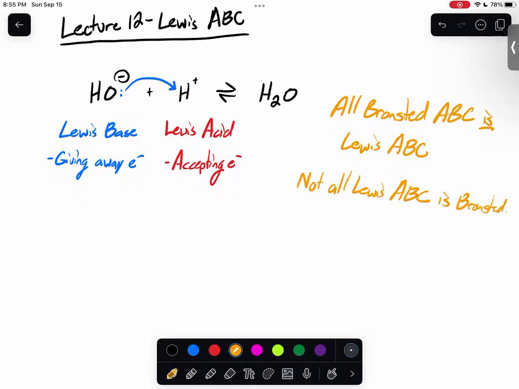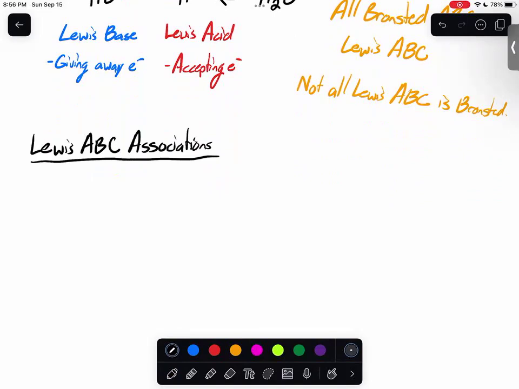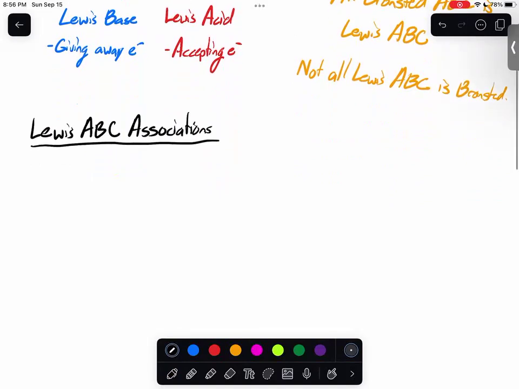So what we're going to do during this lecture is take a look at what Lewis acid-base chemistry really entails, because you'll find it is a much broader category than what we've been looking at for these Bronsted reactions. The first category we're going to look at is Lewis acid-base associations. Associations are reactions where two things come together to make one, and that's true here for these Lewis acid-base associations.